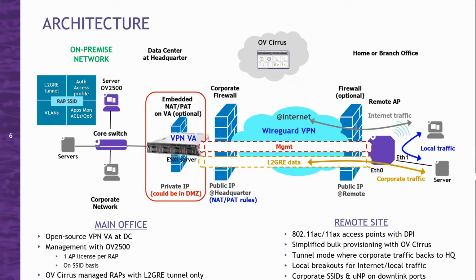It allows the assignment of L2GRE tunnel to the SSIDs, the assignment of access profile to AP group for UNP configuration for the RAP downlink ports, the assignment of corporate VLANs, tagged or untagged, and with QoS ACL enforcement with OmniVista DPI application monitoring function. A RAP consumes only one AP license in OV2500.